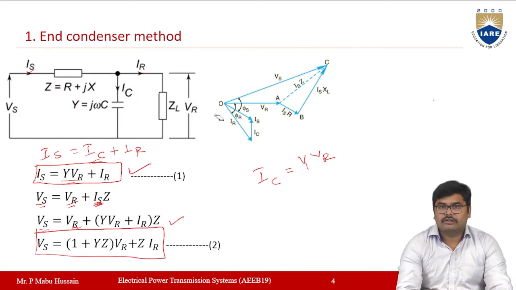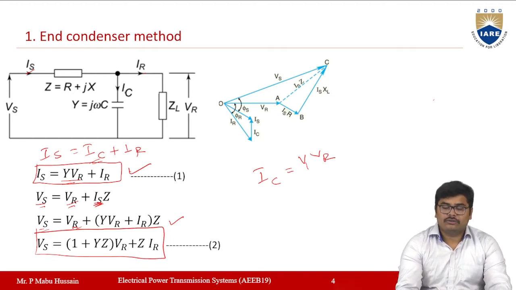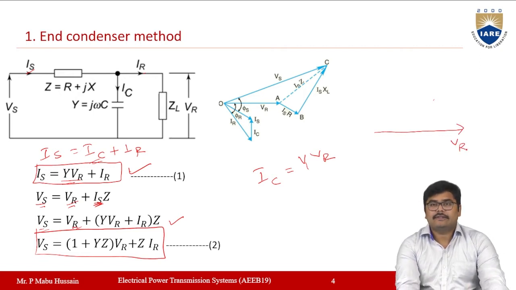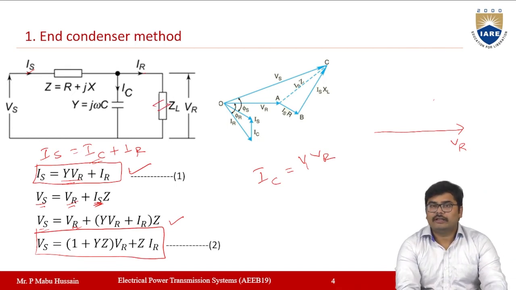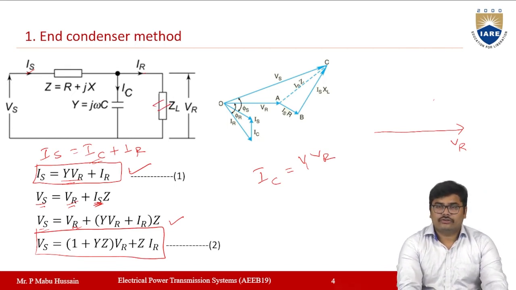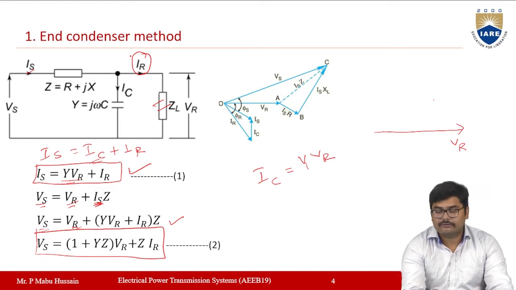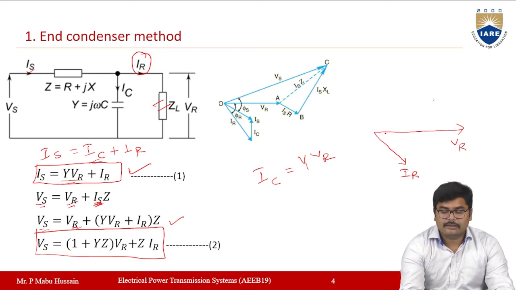Okay, so this is your equivalent circuit of the medium transmission line. In the end condenser method, take VR as the reference. Here I am drawing the VR, which we have taken as the reference voltage. Generally the load ZL will be inductive, so you assume the power factor is lagging. Then the current IR will lag the voltage VR by some power factor angle phi R.